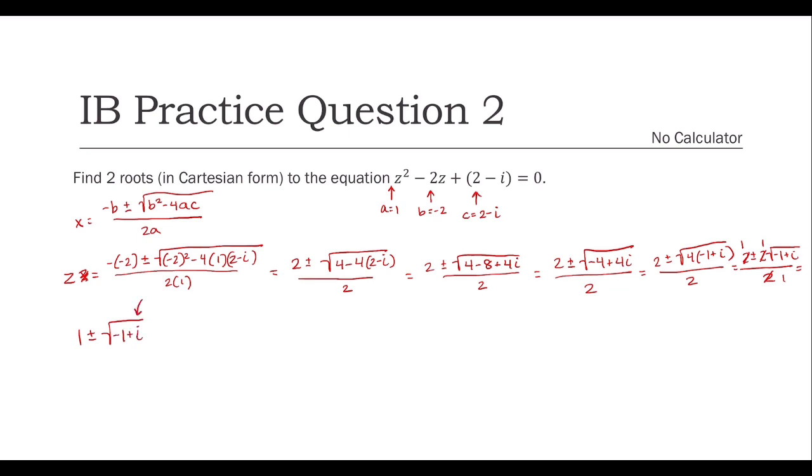So we need to find the square root by using de Moivre's theorem for roots. So we need to convert this Cartesian form of this root into the polar form. So we have negative 1 plus i. So we have a triangle here where each side length is 1.